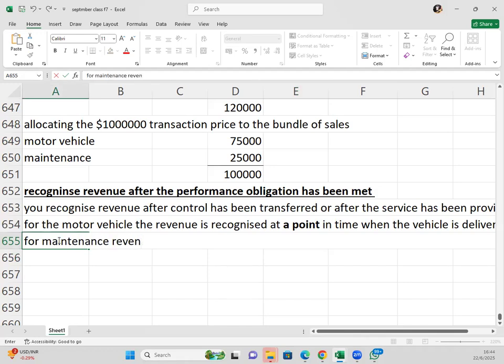So for maintenance, revenue is recognized over a period of time.